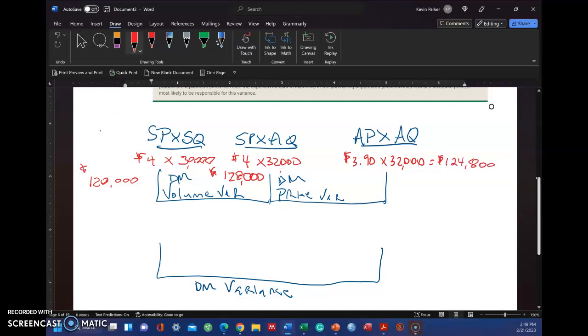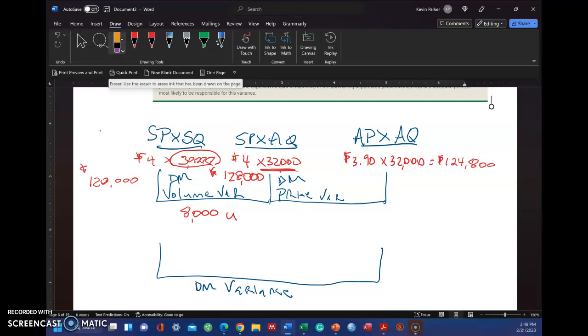Now we are ready to calculate the variances. So the difference between 120,000 and 128,000 is $8,000. So the question is, is it unfavorable U or favorable F? And it's unfavorable. We're supposed to be able to make production on 30,000 units. Instead, it took us 32,000. So it's unfavorable.